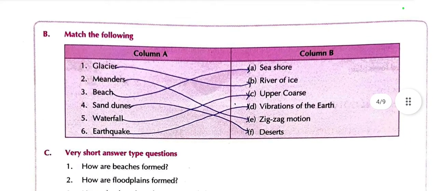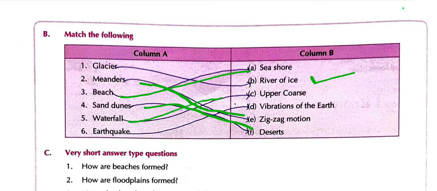Now come to your matching. Glaciers, a river of ice. Meanders is zigzag motion. Beach is seashore. Sand dunes is desert. Waterfall is upper course. Earthquake, vibration of the earth. Okay, you just pause this video and write your answer.